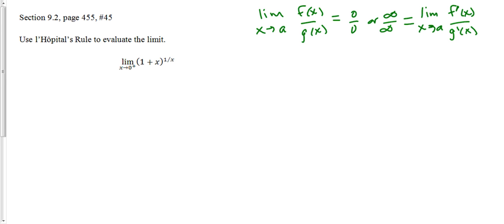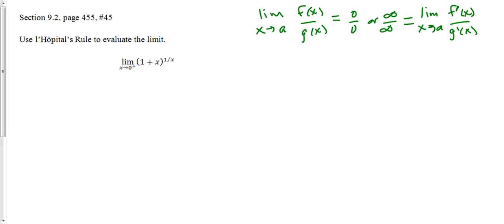All right, let's do section 9.2, page 455, number 45, which reads, use L'Hopital's rule to evaluate the limit. We've got the limit as x goes to 0 from the positive side of (1 plus x) all to the 1 over x.